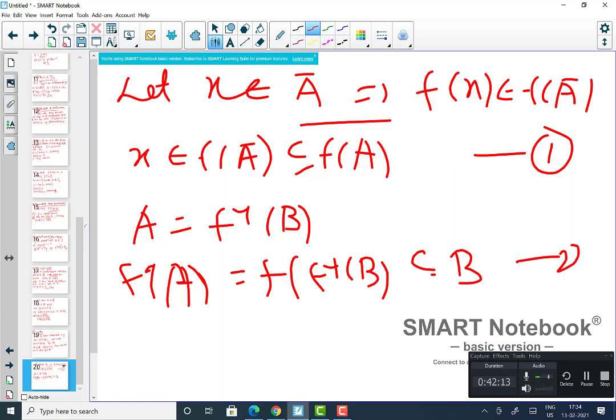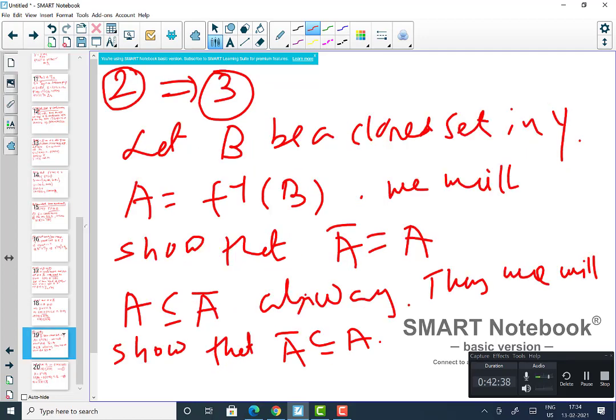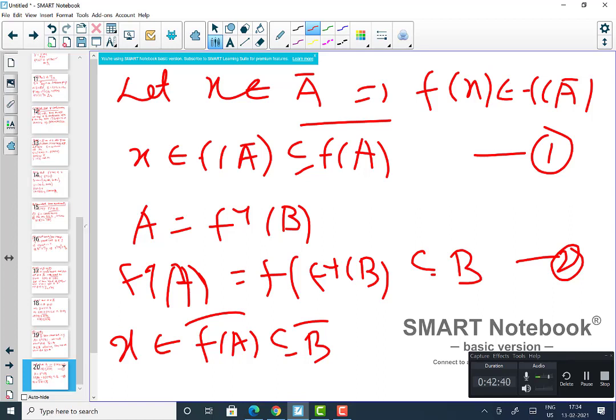Now this is number 2. If we use number 1 and number 2, then what does that mean? That means X is an element of the closure of A, and f of the closure of A is a subset of the closure of B. So f of X belongs to the closure of f of A, which is a subset of the closure of B. But B is a closed set, right? I started with the closed set B in Y. So what does that mean? That means the closure of B equals B.